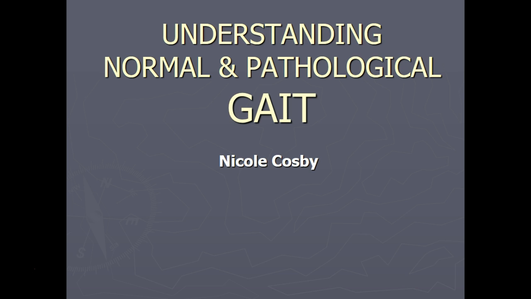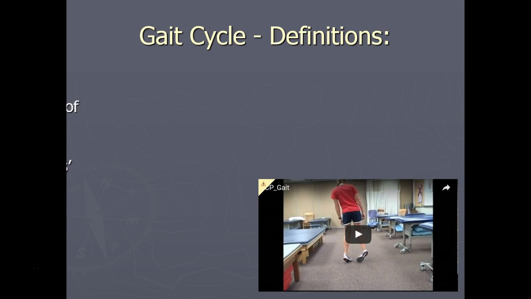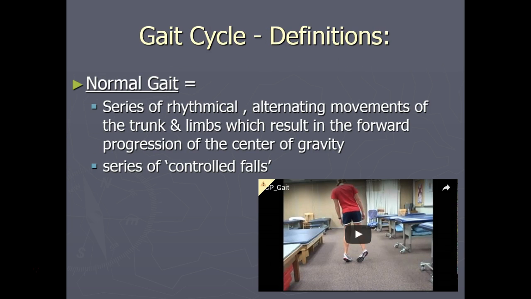So, as with any other lecture, we have to start with a baseline definition or two before we actually start talking about gait and pathology. The first definition that we're going to talk about is just what is gait. Gait is a thing that we take for granted. It's a series of rhythmical alternating movements of both the trunk and the limb.